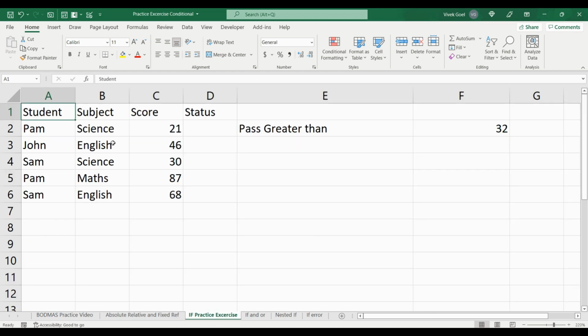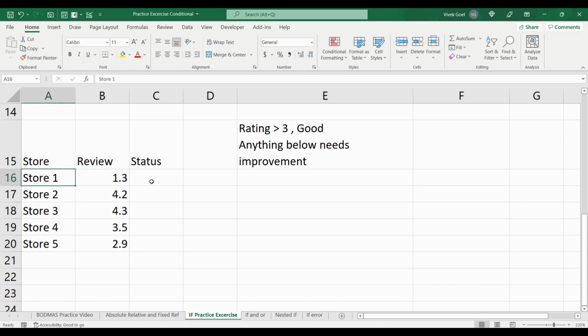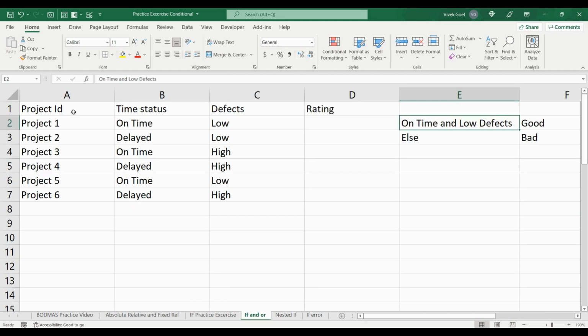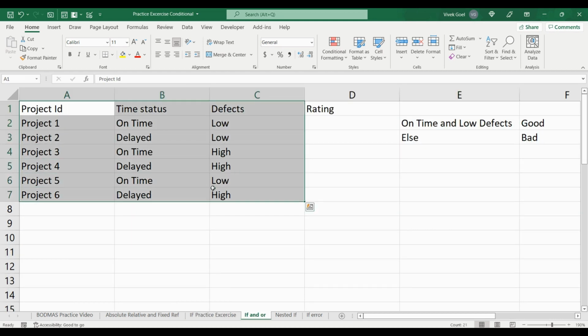Let's move to our conditional statement or if practice exercises. Here we want to display pass if the student has scored more than 32, else we should display fail. For the next scenarios, we have the review of certain stores. If the review of a store is greater than 3, then we need to display good, otherwise we will display needs improvement.